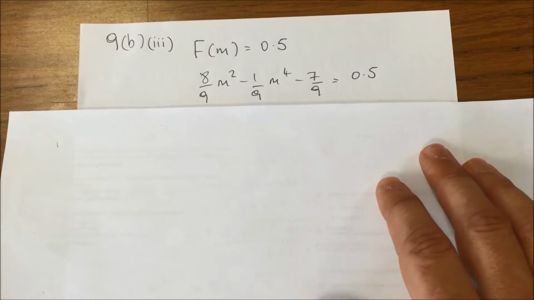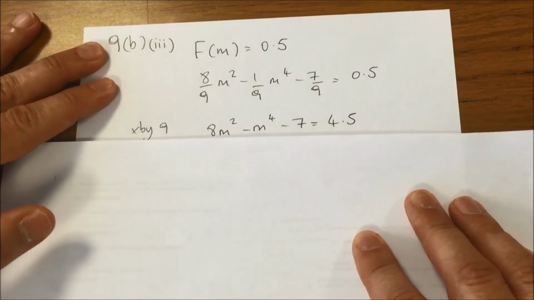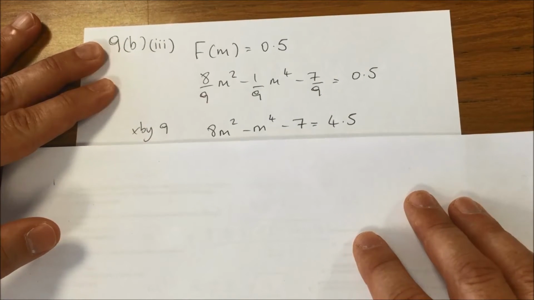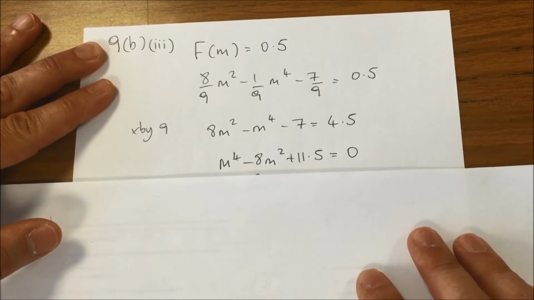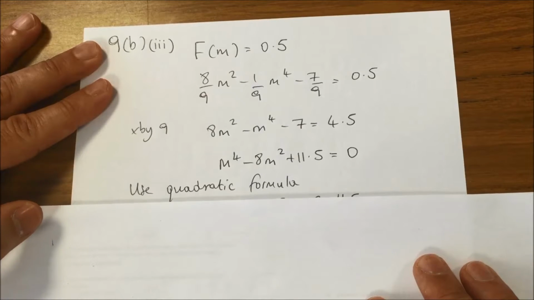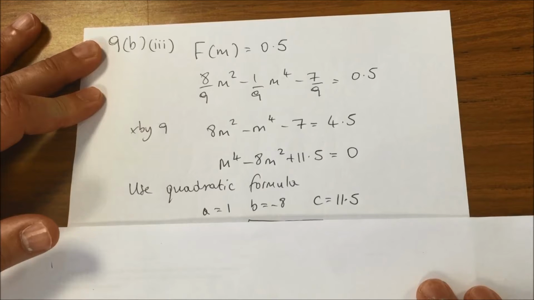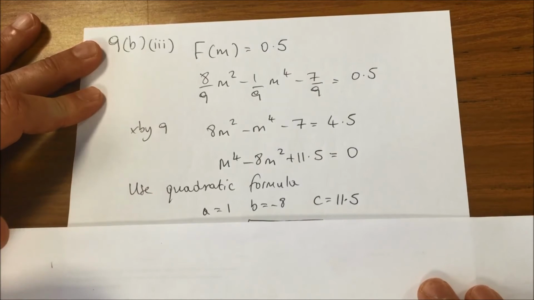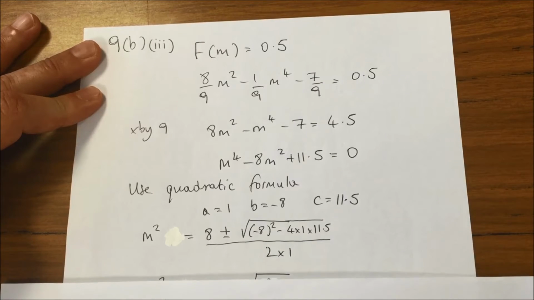With that, it looks quite complicated and it's going to become a quadratic equation. I've got rid of the brackets and got rid of the fraction by timesing by 9. I then rearrange it to get a quadratic in m squared. This will probably need the quadratic formula because I don't think it's going to factorize. A is 1, B is minus 8, C is 11.5. I put that through my formula, and of course that's m squared equals, not m equals.